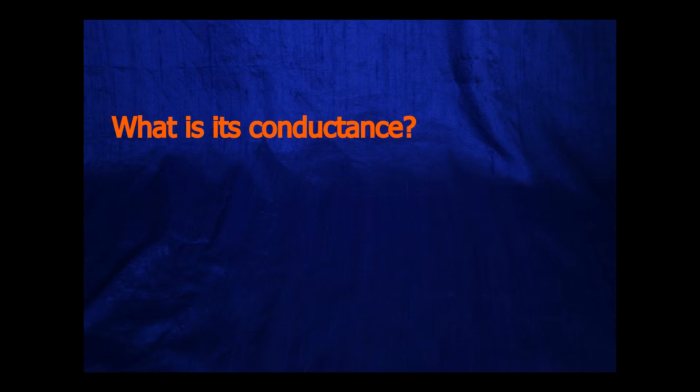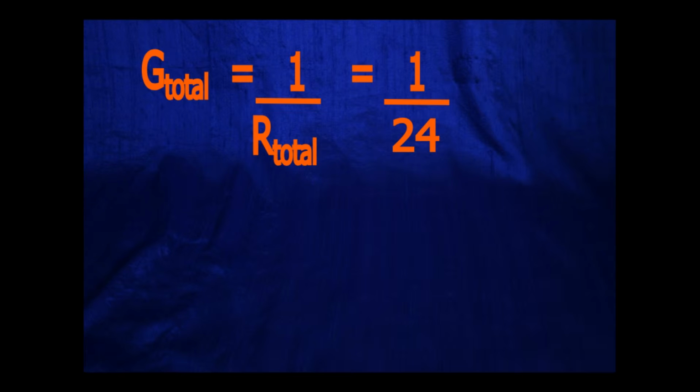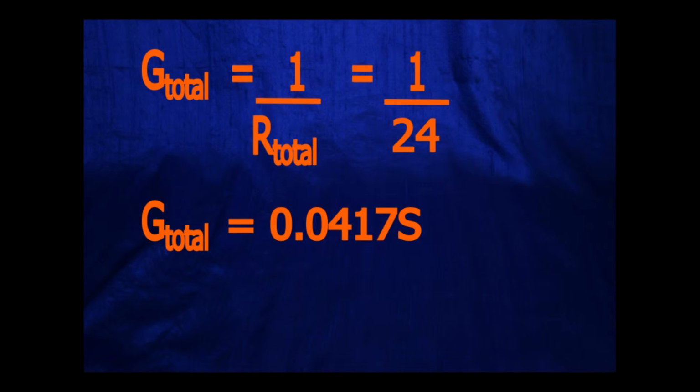What is the conductance? We use the reciprocal relationship here. The total conductance is equal to 1 over the total resistance, giving G total is 1 over 24. The best calculator button to use is the x to the minus 1 button on your calculator, and that gives you G total is 0.0417 Siemens.